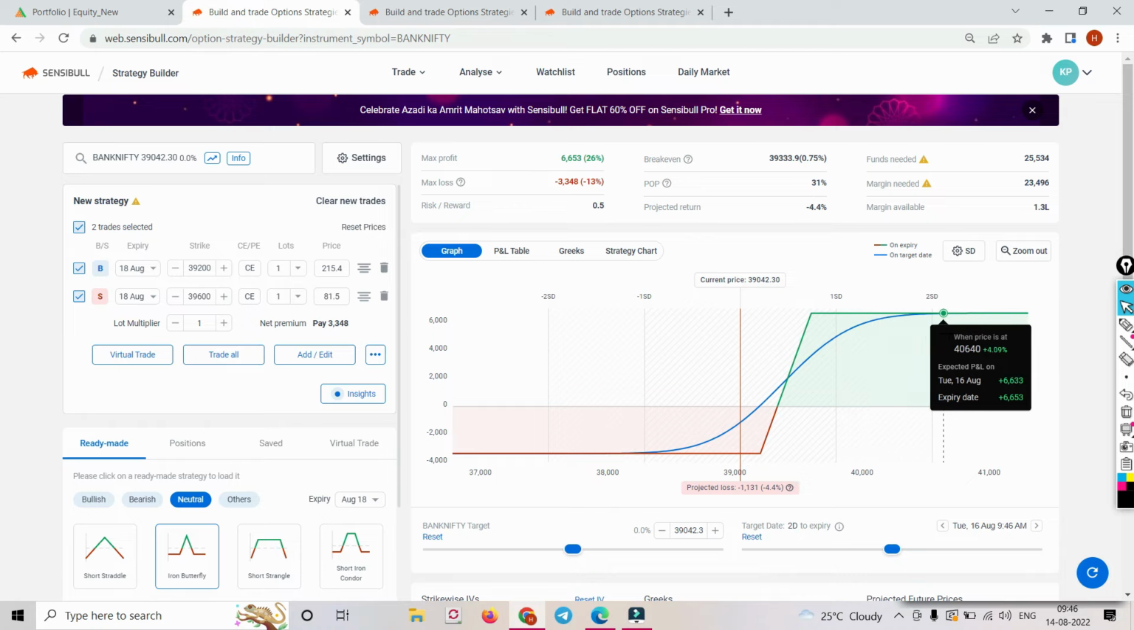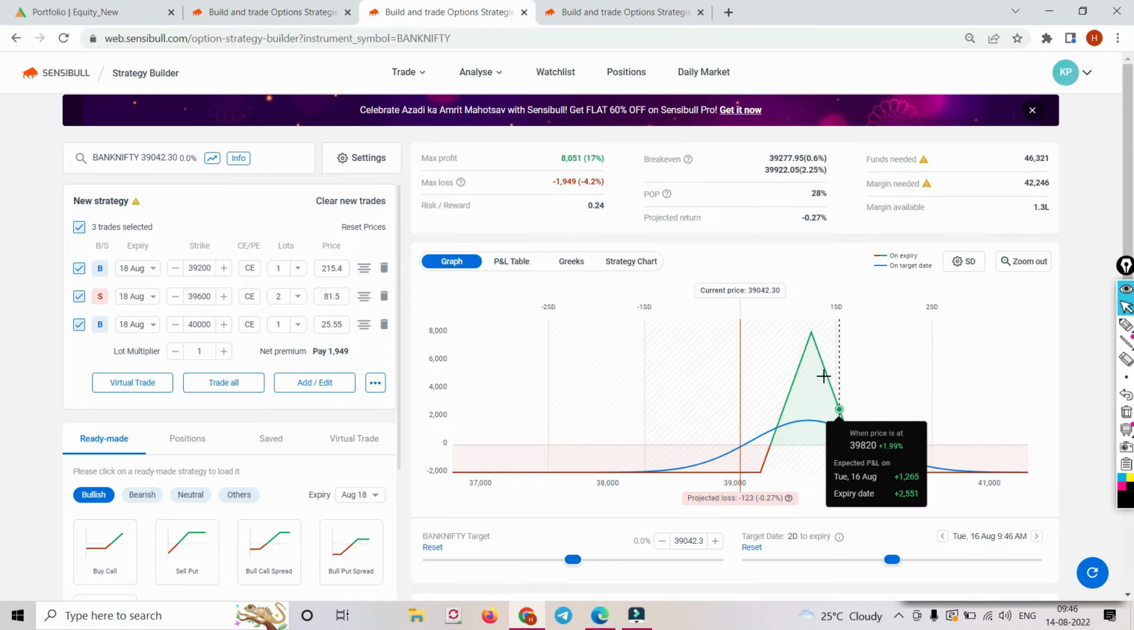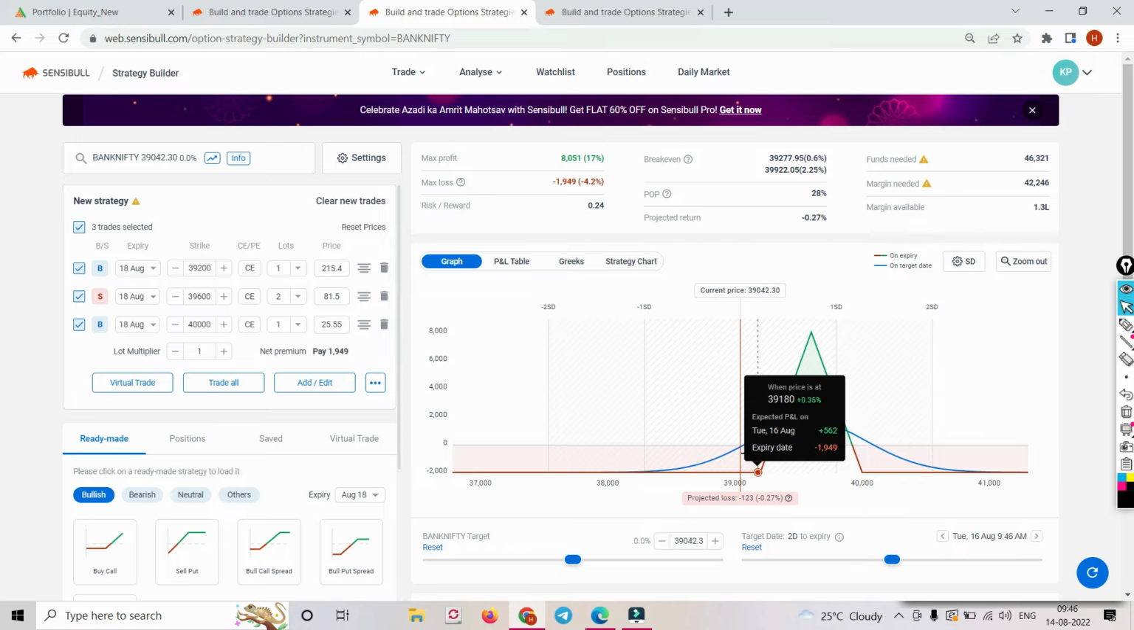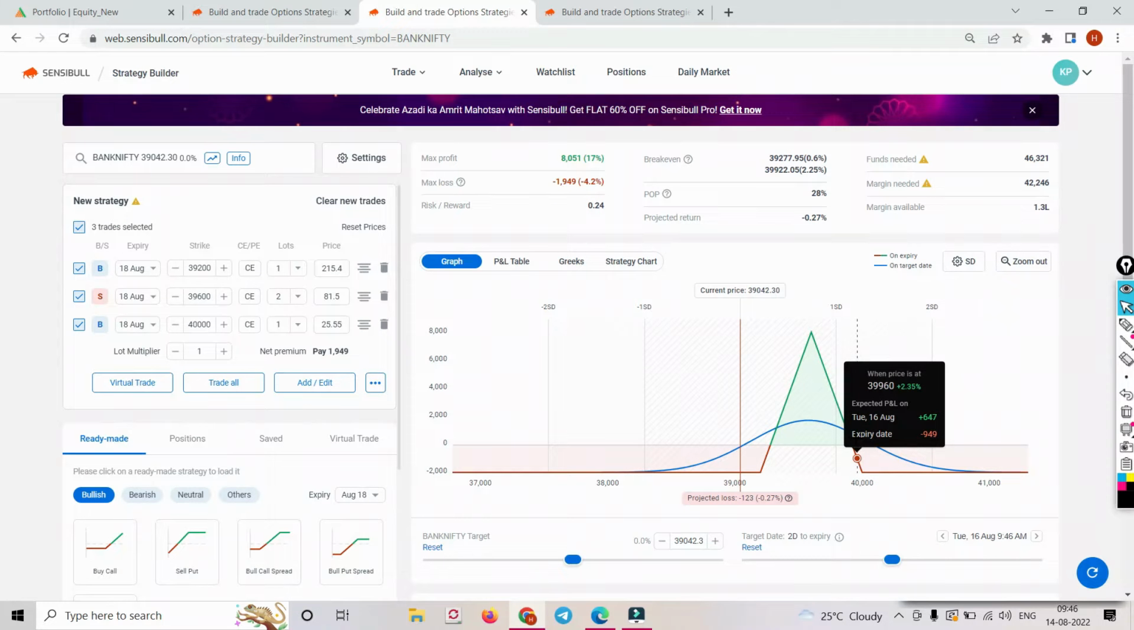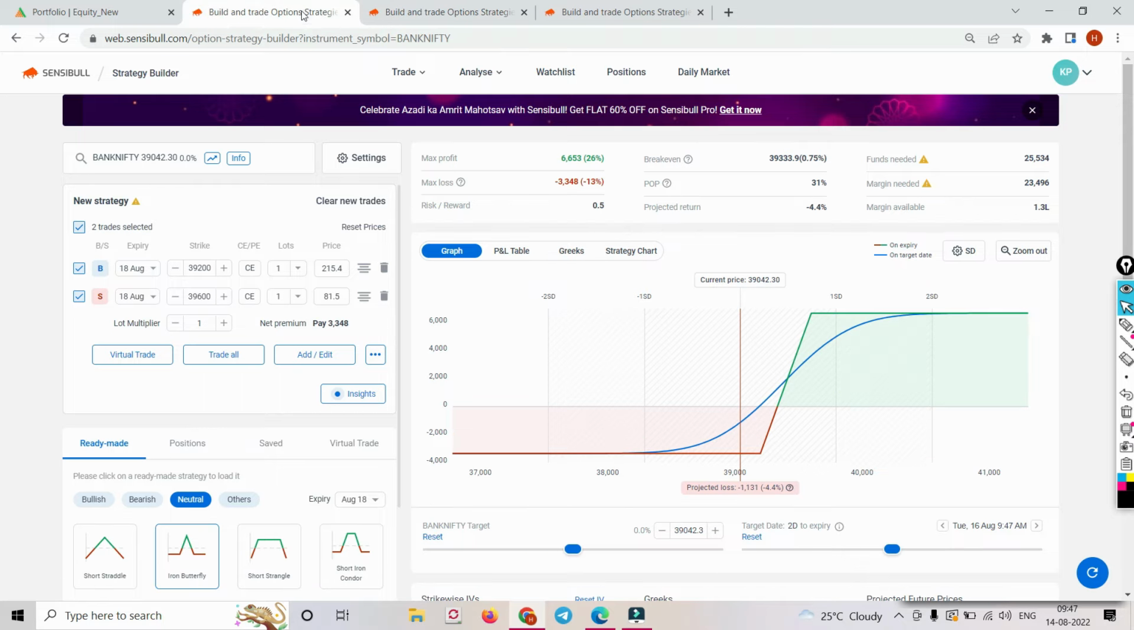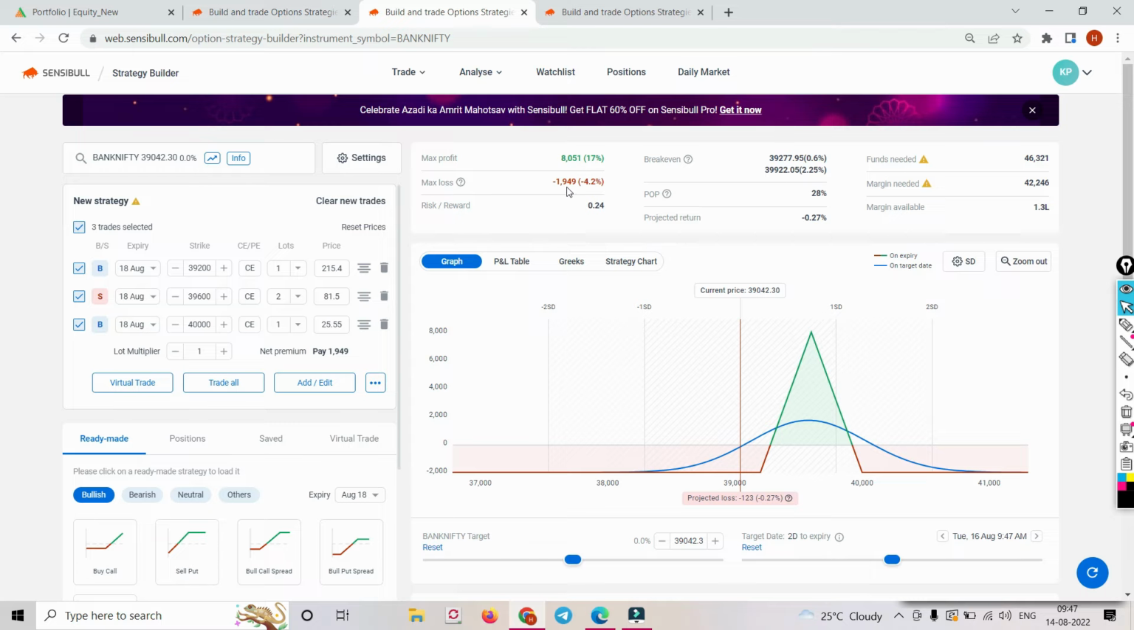You have capped your profit on the debit spread, but in the butterfly your scope is limited till this break even. The moment the market goes beyond your break even, you'll fall into your loss zone. But check the risk to reward, 8,000 to 2,000 in your butterfly, 6,000 to 3,000 in your debit spread. But check, the loss is more, 3,348, but your loss is only 1,914 because we are giving very less debit.